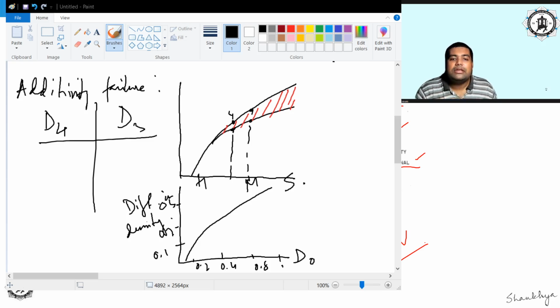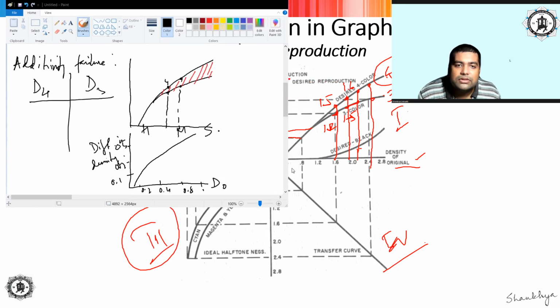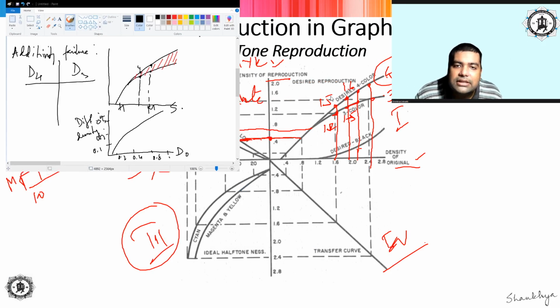Now the question is how to plot this data. The black printer will be used to make up the difference between the three color reproduction and the four color reproduction that we have seen. From this particular data over here, you can very well understand that the black is needed only in the shadow areas, right?